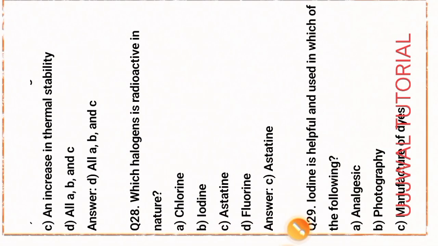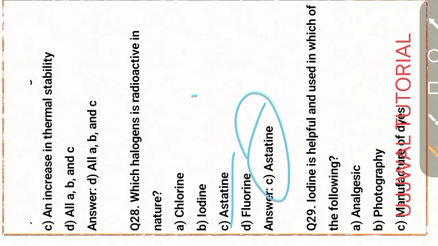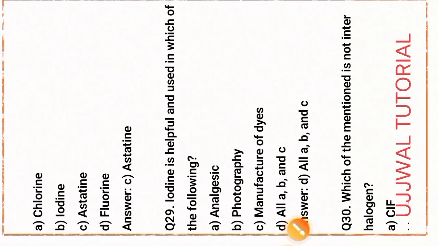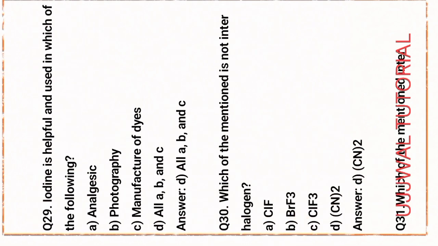Next question number 28. Which halogen is radioactive in nature? That is option C, Astatine. That is the symbol At. Okay.